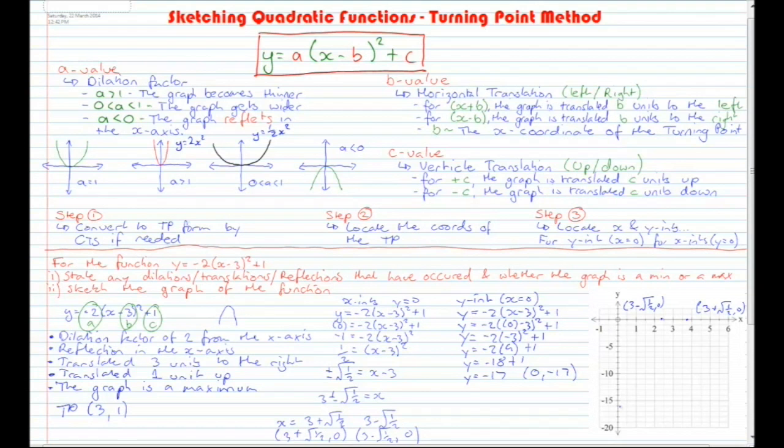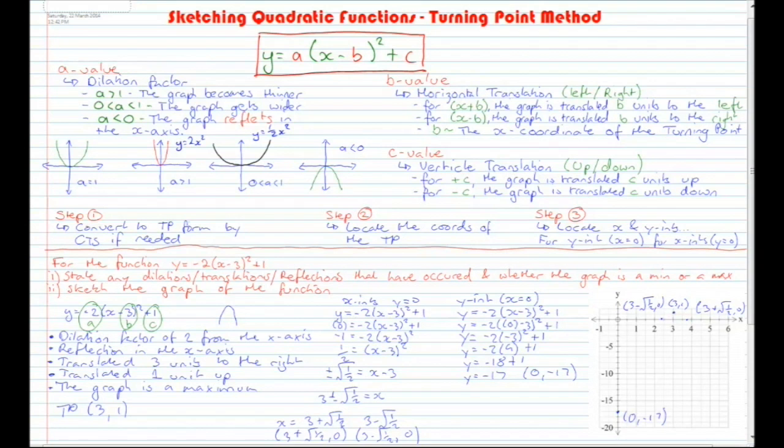Let's go through and plot that now. So you get 0, negative 17 is just here. And we write that in. And of course our turning point is at the coordinates 3, 1. So that is all the way up here. And we write that in here, 3, 1. Okay, so we've got all of our points now.